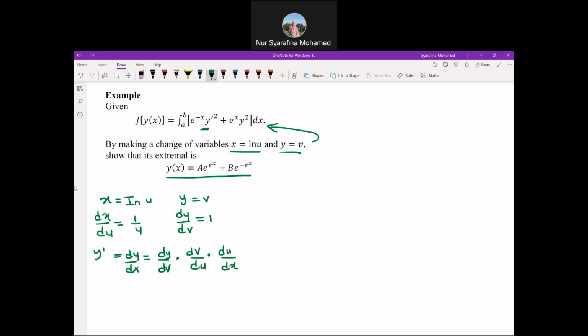So from here, what is our dy/dv? dy/dv equals 1. Okay, and dv/du is given by v prime. We have no explicit dv/du function, with the involvement of v and u there, so we just put v prime there. So du/dx equals u. So we have y prime equals v prime u, right?